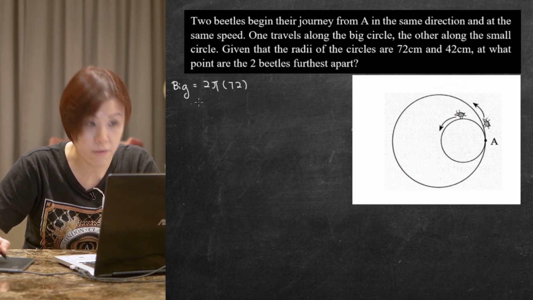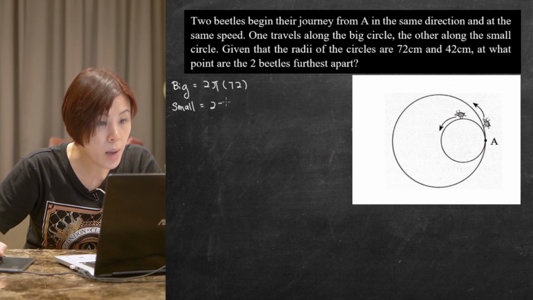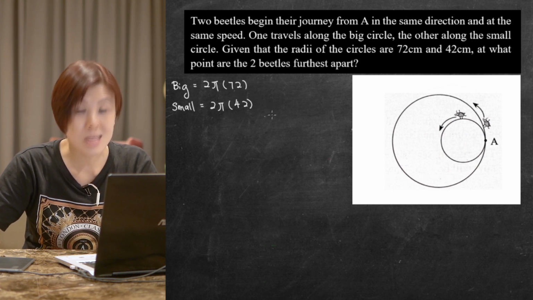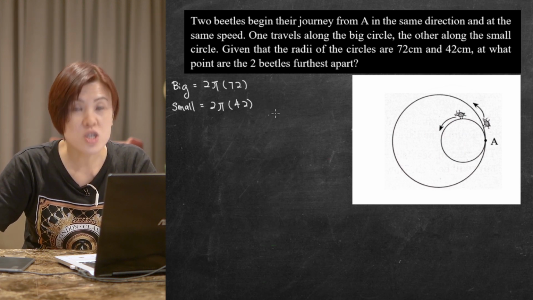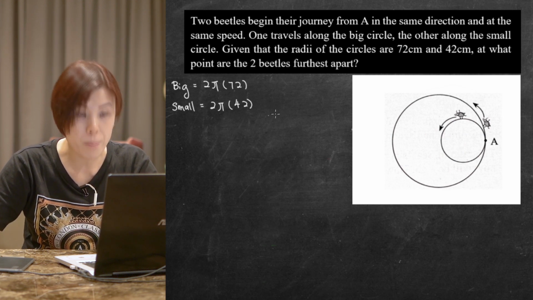Next, I'm going to find the circumference of the small circle, which is 2 times pi times the radius, 42. So 2 pi r is 2 times pi times 42. This is the circumference of the small circle, which is the distance traveled by the beetle on the small circle to complete one circle.